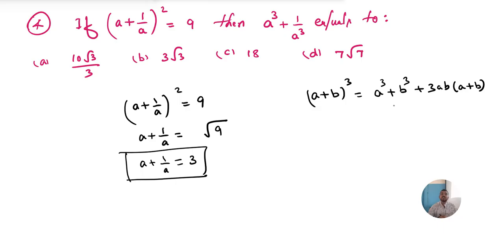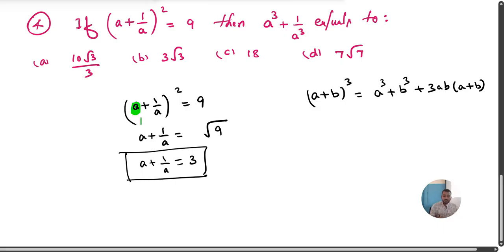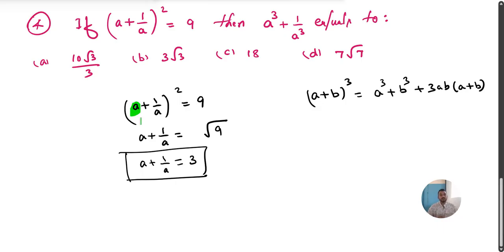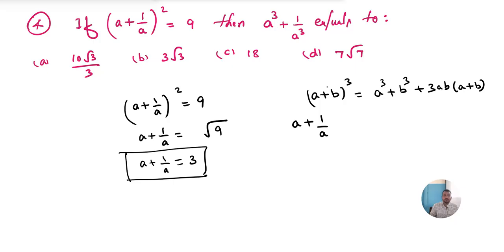Now as you can see in this question, in place of a we have a only. Can you see this? Here in place of b we have 1 by a. Can we substitute this here? See here. In place of a you write a only, plus in place of b you write 1 by a.